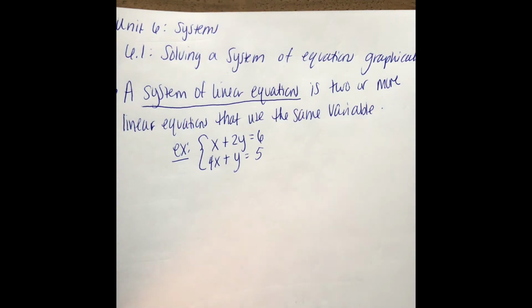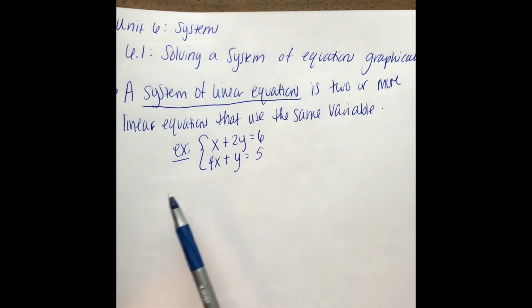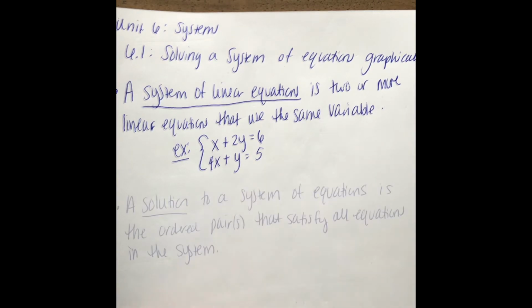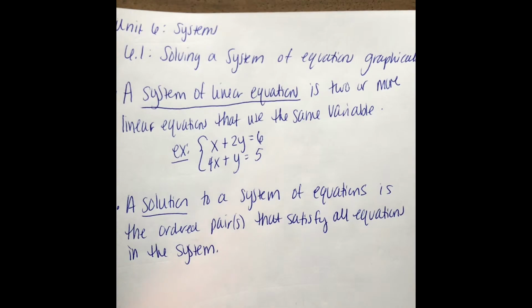Alright, before we start solving systems of equations, we have to know what they are. A system of linear equations is when you have two or more linear equations that use the same variables. In this example, our system of linear equations is x plus 2y is equal to 6, and then 4x plus y is equal to 5. A solution to a system of equations is an ordered pair or multiple ordered pairs that satisfies all equations in the system.